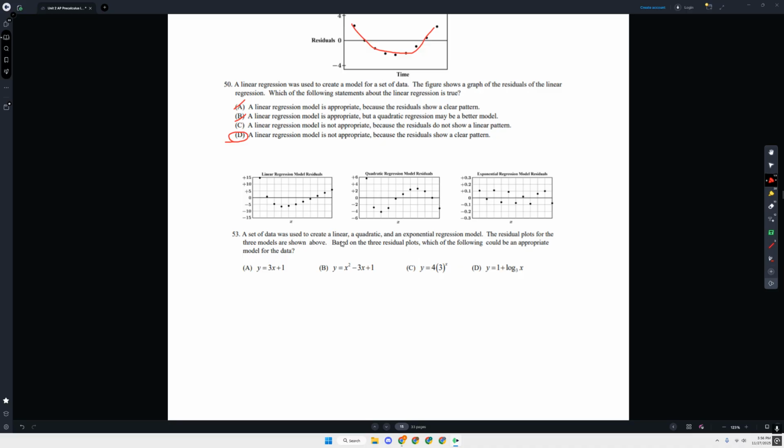From there, we see that a set of data was used to create a linear, a quadratic, and an exponential regression model. We see this has a pattern. We see this also has a pretty clear pattern, but this is all over the place. So we know we want it to be exponential.